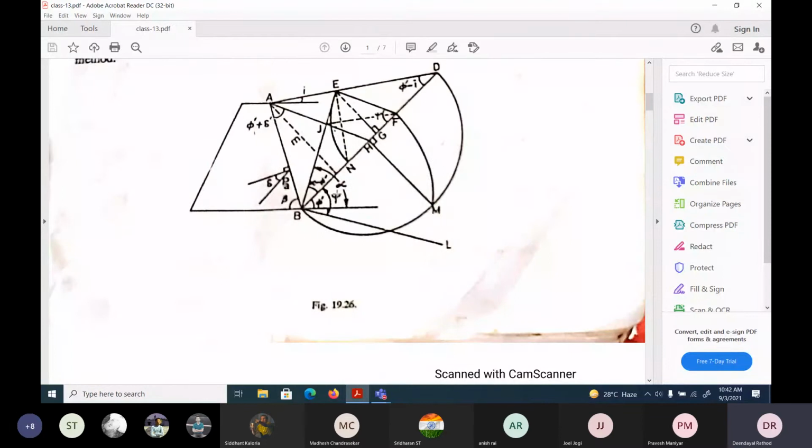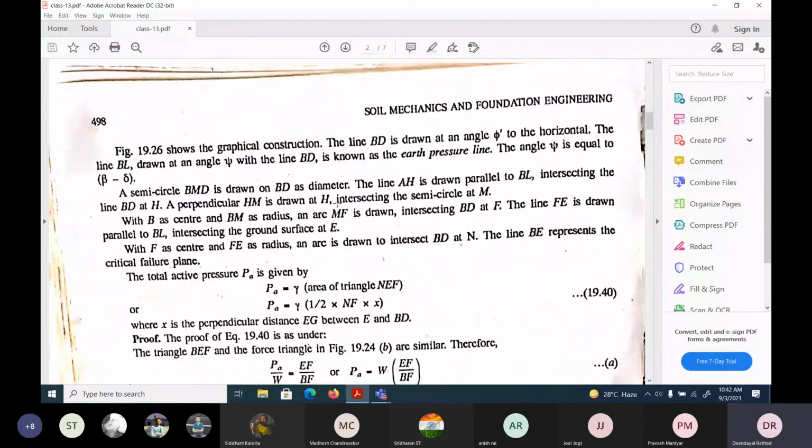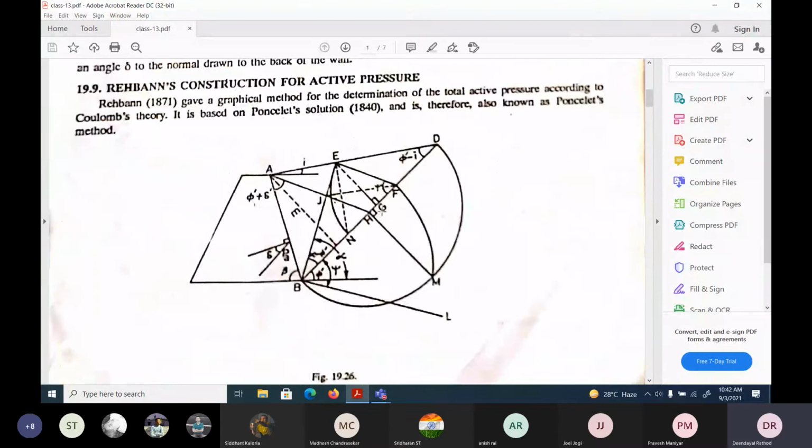Active pressure: it says the unit weight and the area of triangle NEF. This triangle will give the active earth pressure. This particular triangle, the force that will act, that particular pressure is called the active earth pressure.